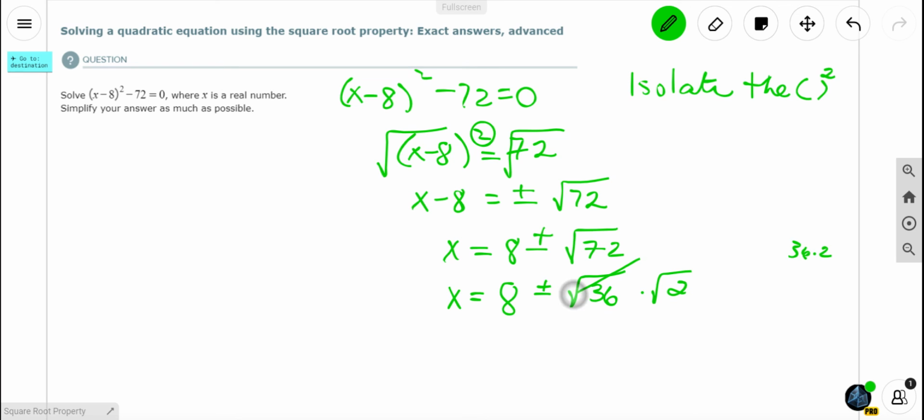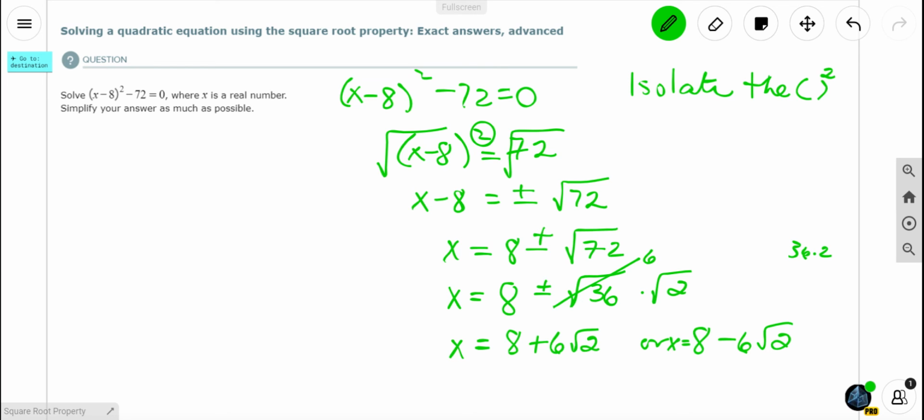And then this becomes 6. Okay. Cross out your square roots when you solve for them, because that way you don't leave them accidentally in the problem. So then this becomes 8 plus 6 root 2 or 8 minus 6 root 2. Okay, so you have 8 plus 6 root 2 or 8 minus 6 root 2. And those are your answers. You have to leave them like that.